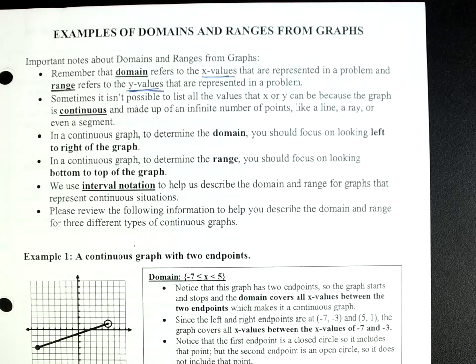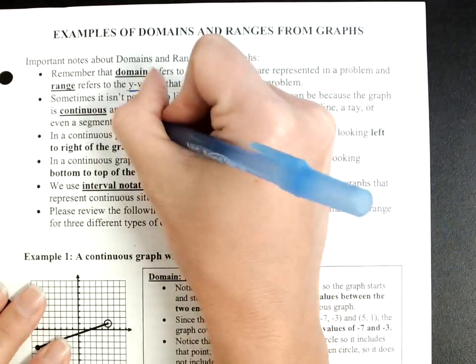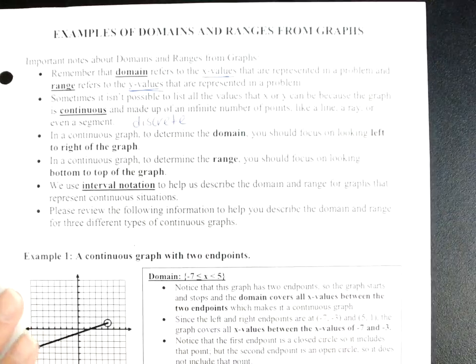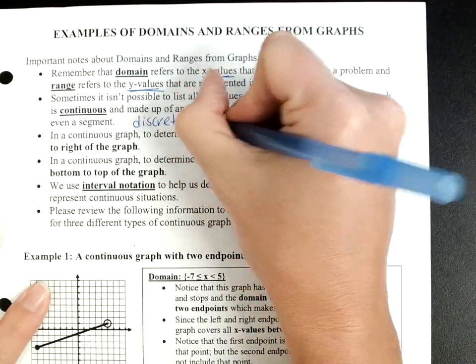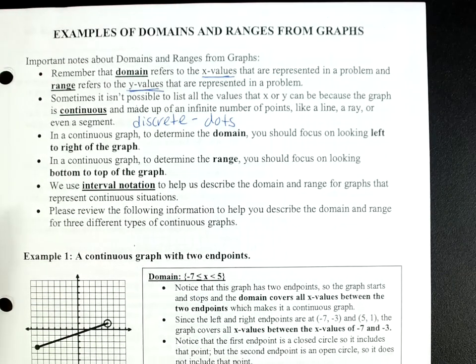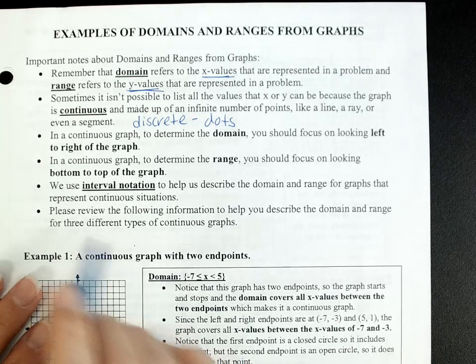are possible. Sometimes you have graphs that are, and this word's not on here, but I'm going to write it down, discrete. A discrete graph has a bunch of dots. Whenever you have a discrete graph, it's possible to just list out all the x or y values that are in your graph. Sometimes you have graphs, though, that are continuous.